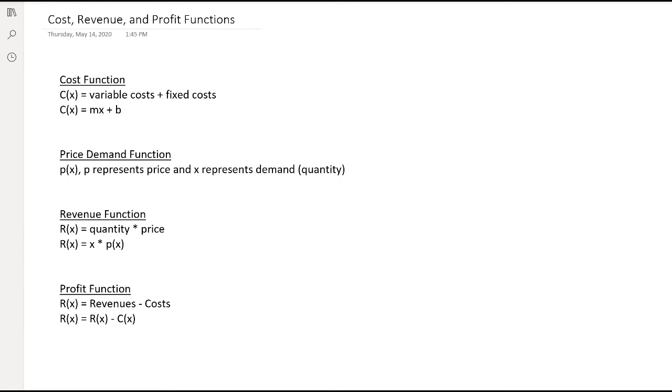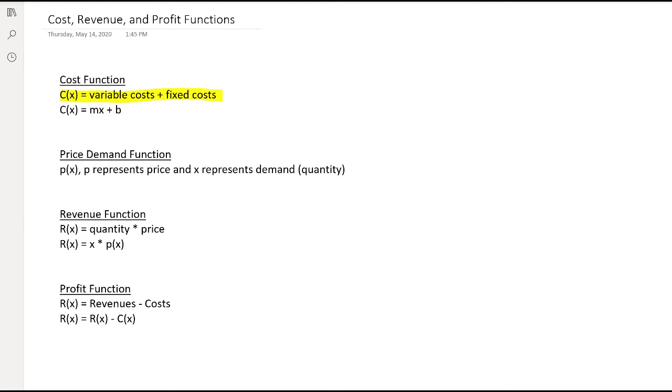If you're running a business, a cost function is the cost of producing materials or a service. For the most part, we're going to be looking at what's called a linear cost function. A linear cost function is basically going to take your variable costs and add to it your fixed costs. So what are variable costs? Variable costs are things that change or depend on how many units that you sell. So variable costs change from time period to time period.